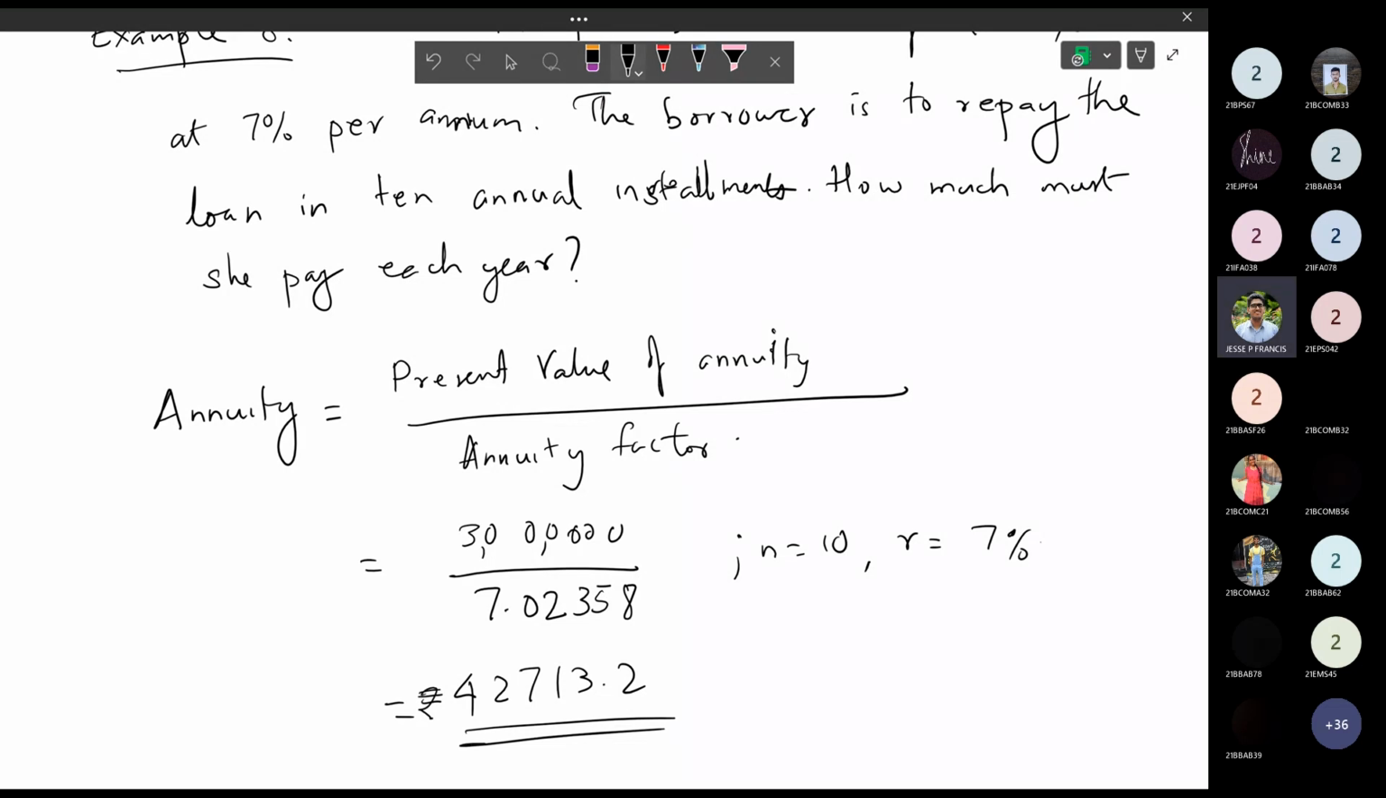So why is it 3 lakh? Because that's our loan amount, which we are going to repay in 10 annual installments. So 10 years annually, we have to give 42,000. And in reality, at this percentage, you're paying quite a lot back in 10 years. Three lakh is the present value that we are borrowing.